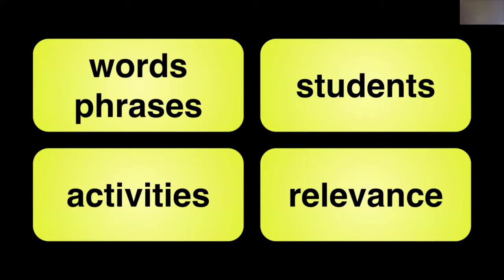These are the 4 things to consider: the keywords and phrases, your students, the activities, and relevance. So take a few minutes, go through your lessons before setting up the Magic Star reward game so that you have a better idea of how you'd like to set it up.